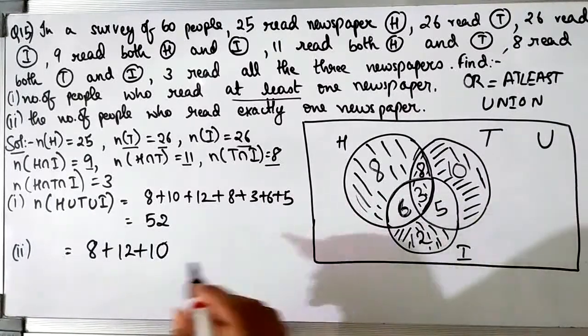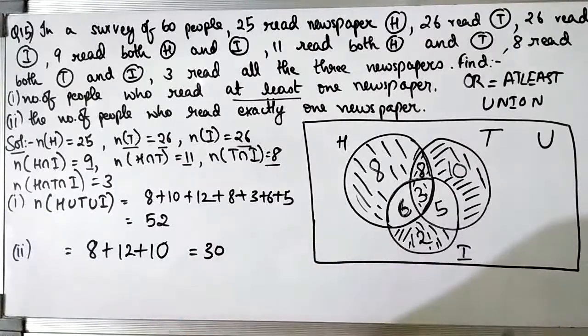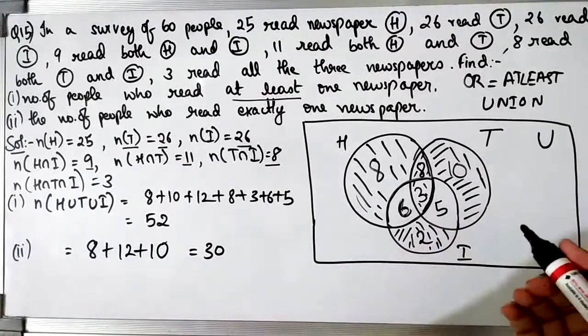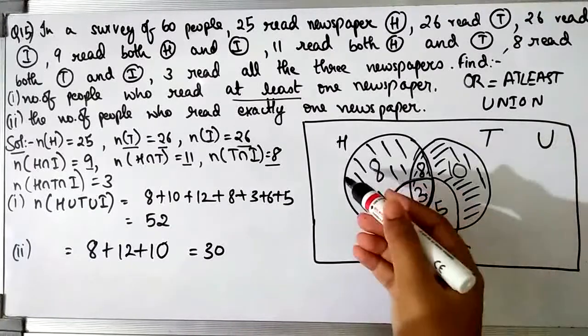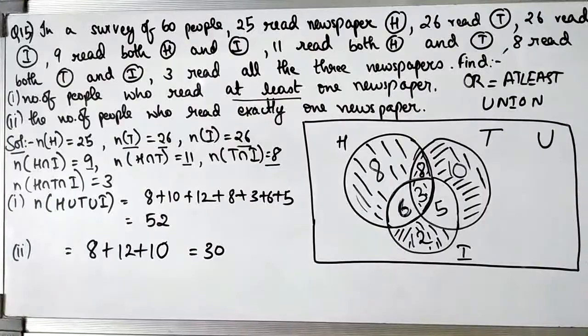Okay, so we're going to add up all the values, and what we get is 30. So 30 is the number of people who read exactly one newspaper, and that one newspaper can either be H, I or T. So that's all for the 15th question.